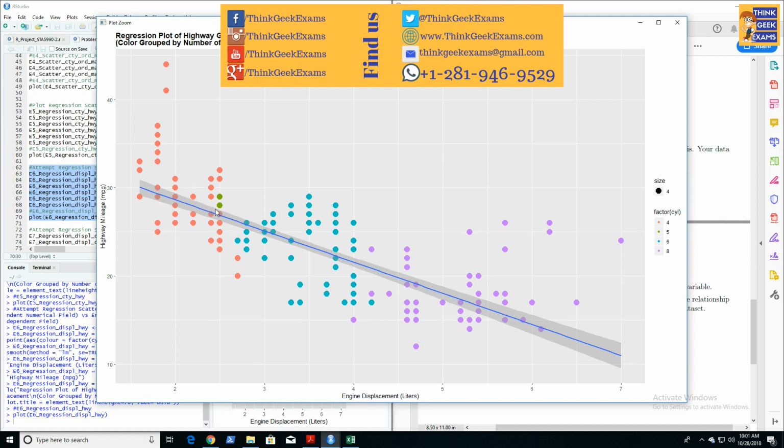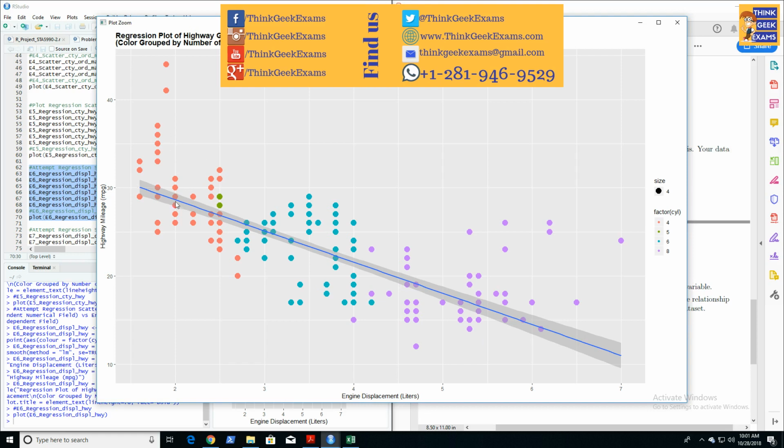It's basically negatively correlated. So as engine displacement increases, highway mileage decreases. We've also color-coded the cylinders. So the purple ones are 8 cylinders. They're the least economical cars, and these are the 5 and 6 cylinders, and these are the 4-cylinder cars. They are the most efficient.